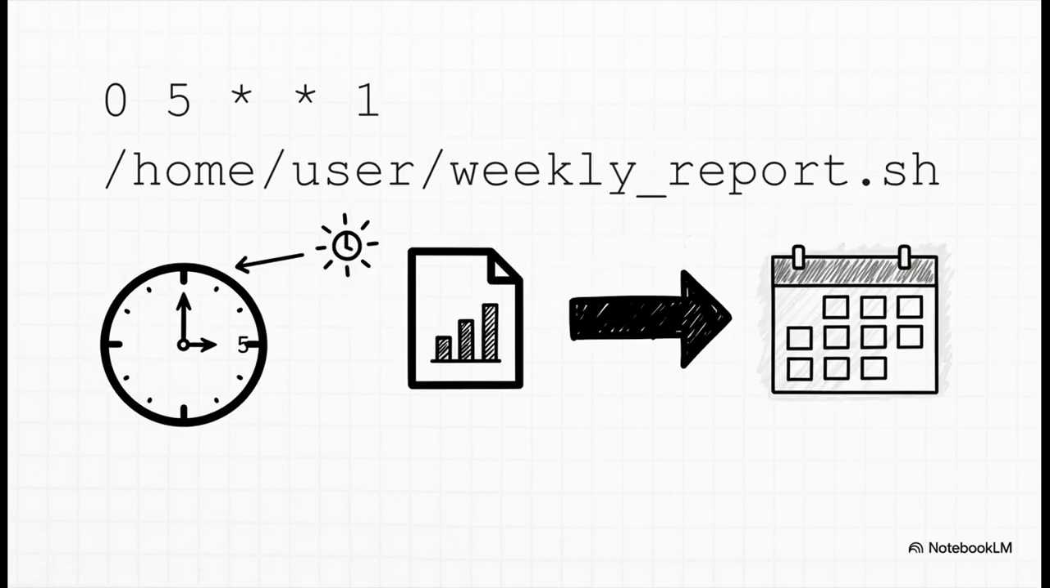Let's decode one more. That 0 in the minute field means right at the top of the hour. The 5 in the hour field means 5 a.m. And that little 1 in the very last spot, that specifies the day of the week, Monday. So this command is going to reliably generate our report at 5 a.m. every single Monday morning. No need to even think about it.